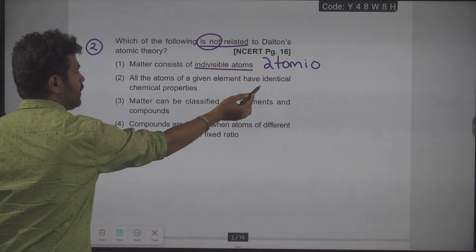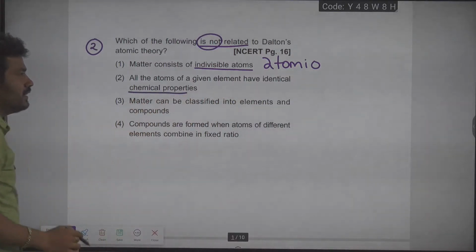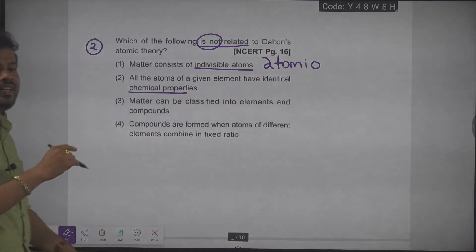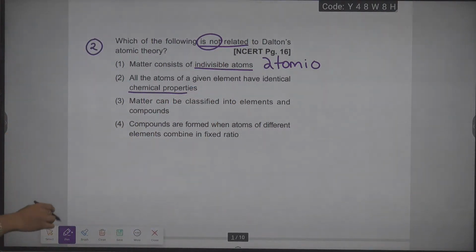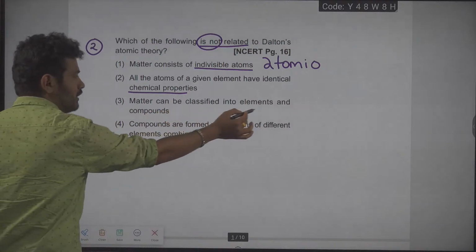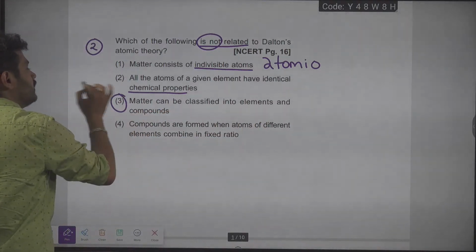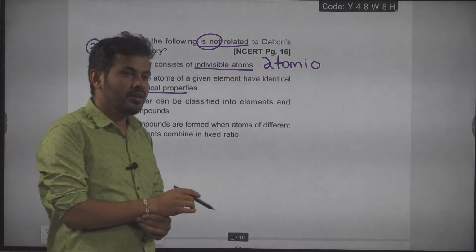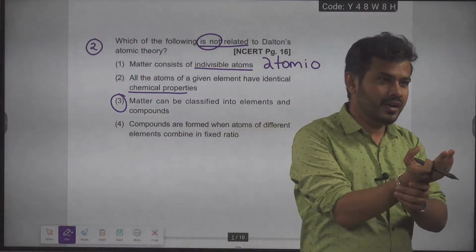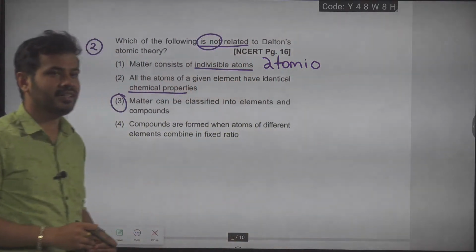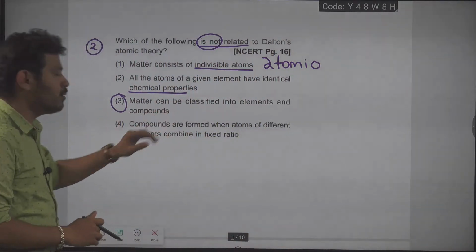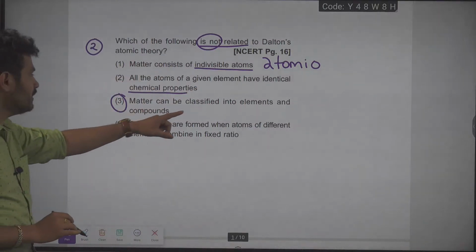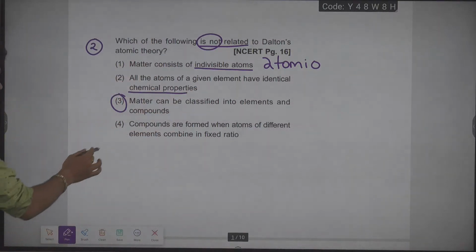All the atoms of a given element have identical chemical properties. Yes, it is true. All the atoms of a given element have identical properties, I told you in the last class, right? The third point is matter can be classified into elements and compounds. Yes. This is not related to Dalton's theory. Dalton didn't mention anything about what matter is and how it is classified. He didn't classify matter as atoms, molecules, elements, compounds and so on. He just said the atom is the smallest particle, but he didn't mention these elements and compounds. Okay, what about the fourth one?